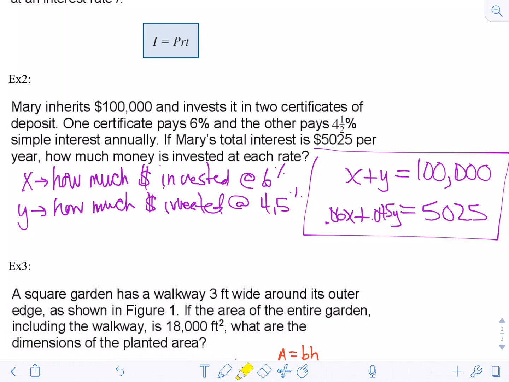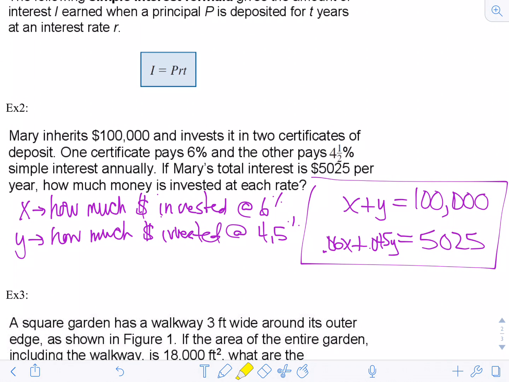This next one is a little bit tougher of a problem. Mary inherits 100 grand. Glad to be Mary, obviously. She invested in two certificates of deposit, which are just called CDs, which, since the housing crisis, don't have the same value that they used to. They used to pay out a decent amount. Now they don't. Not that you care. One pays out 6%, the other 4.5%. If you know that, I don't know why you wouldn't put it all in 6%, but regardless, here's the problem.